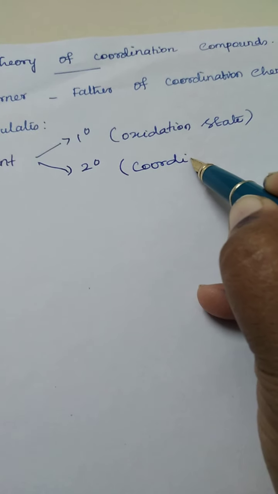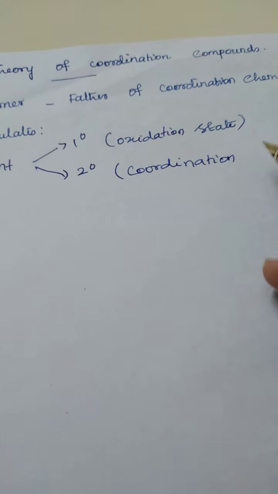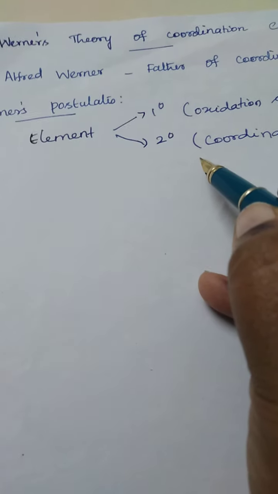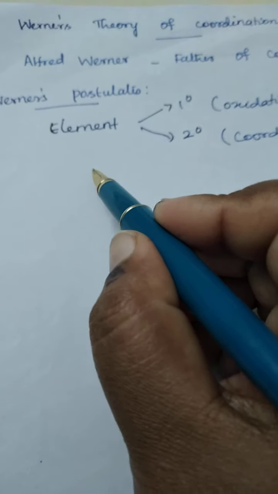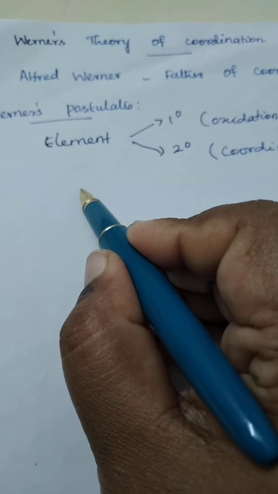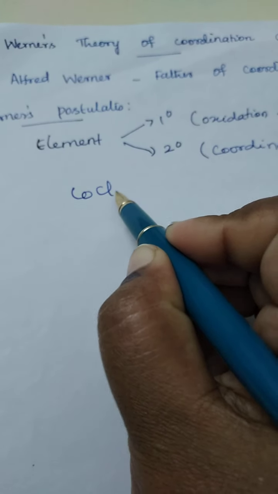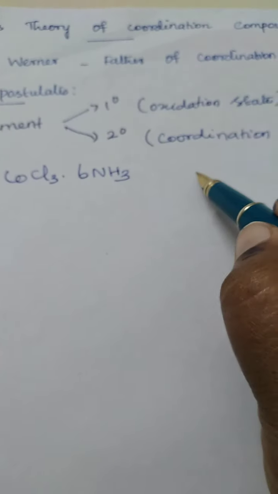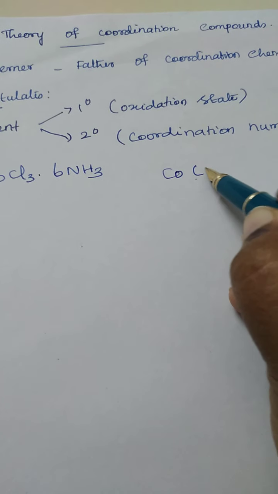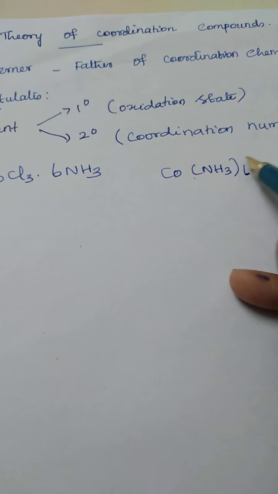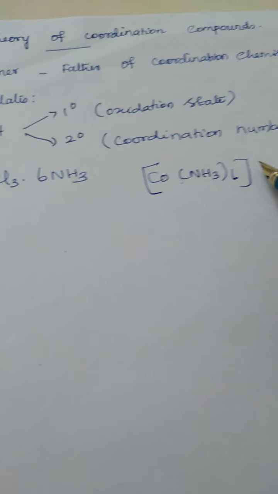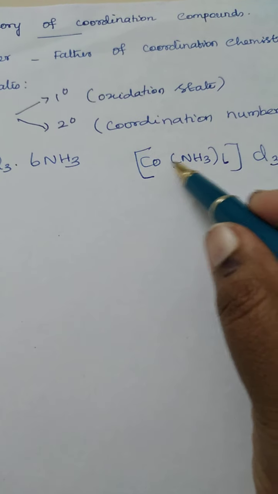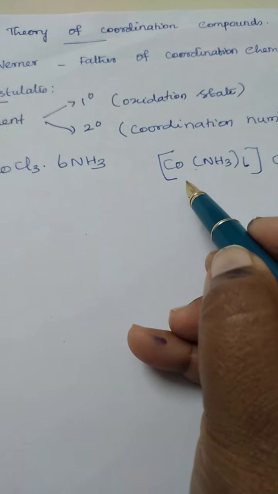the coordination number. So let's take an example to find out the primary valency and secondary valency. What example was taken by Werner? CoCl3·6NH3. The same compound could be written as [Co(NH3)6]Cl3. This is a better way to represent a complex. The complex will be enclosed in a bracket. The same compound I have represented like this.